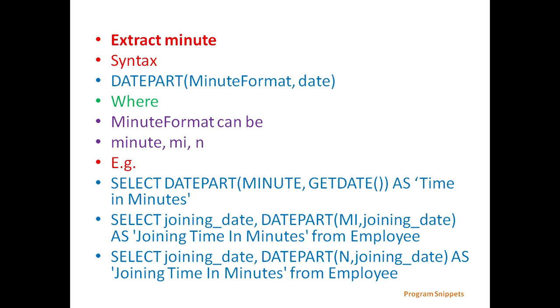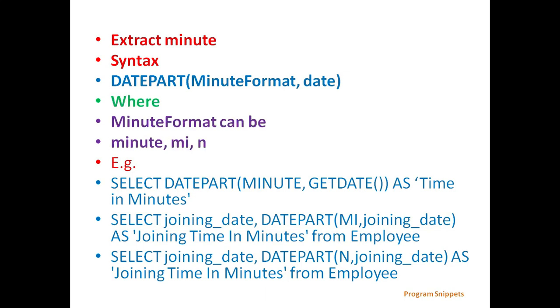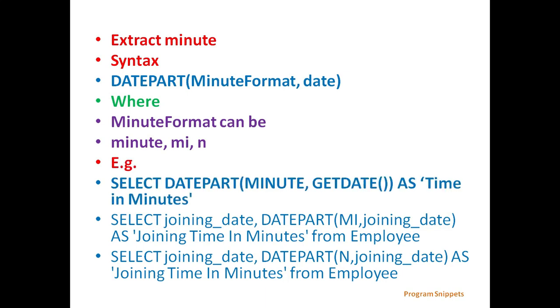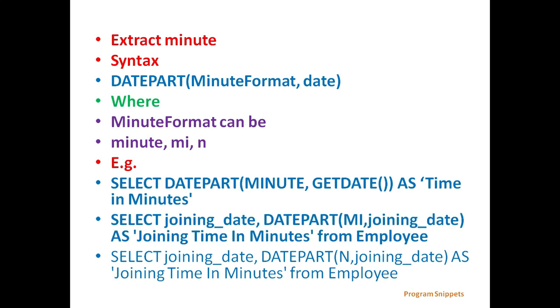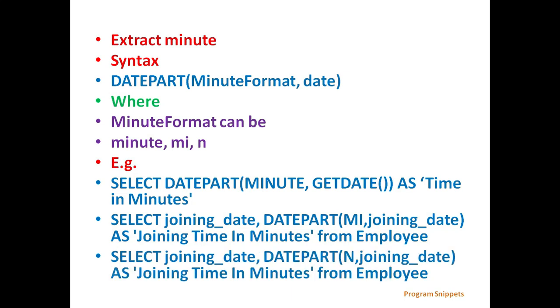Next is extract minute. General syntax is DATEPART with parameters minute format comma date, where minute format can be minute, mi or n. For example, SELECT DATEPART(minute, GETDATE()) will return current time in minute, and SELECT DATEPART(mi, joining_date) will return joining time in minutes. We can also use n to extract the minute from the time.